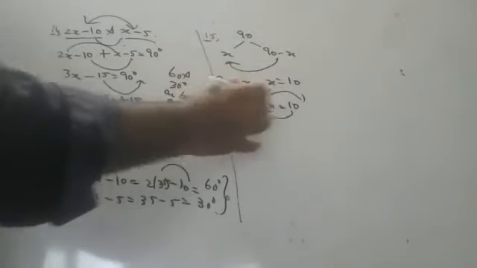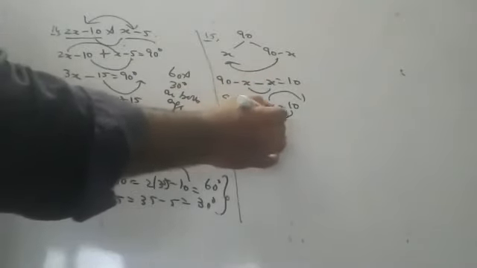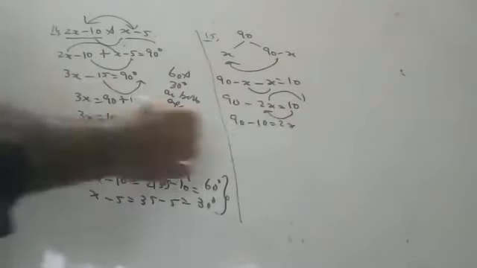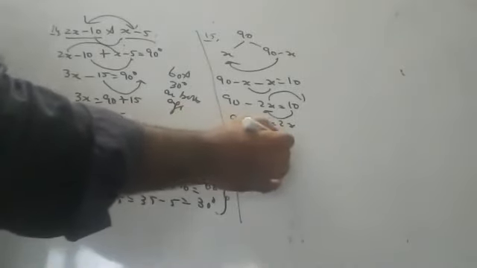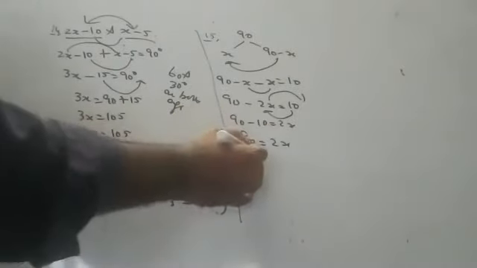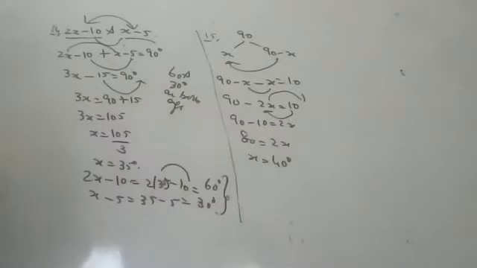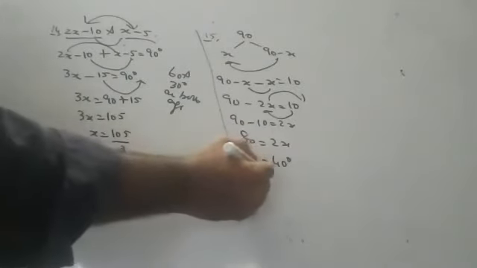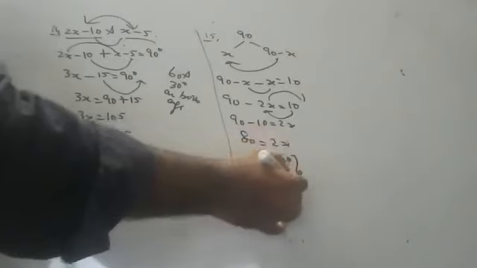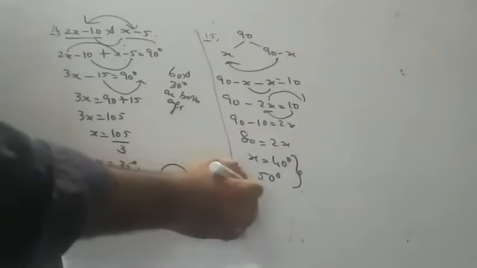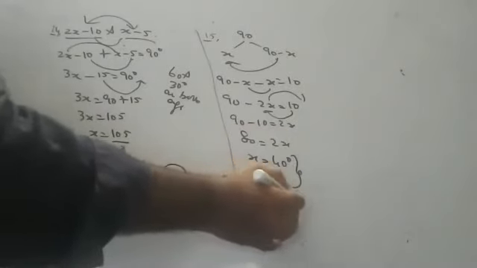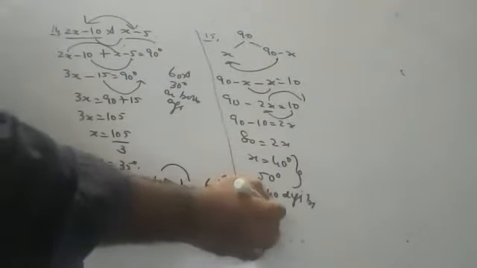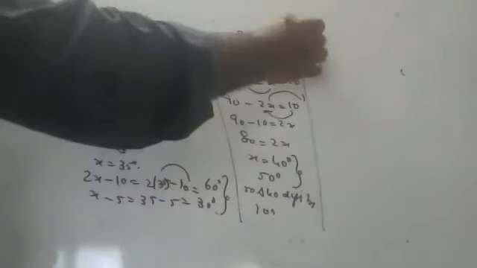This 90 here goes there, so 10 minus 90 is equal to minus 2x. 80 is equal to 2x. 80 by 2 is equal to x. X is equal to 40. If one angle is 40, the other angle is 50. So 50 and 40 differ by 10 degrees.